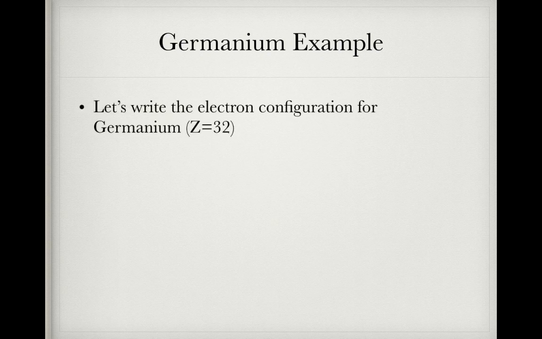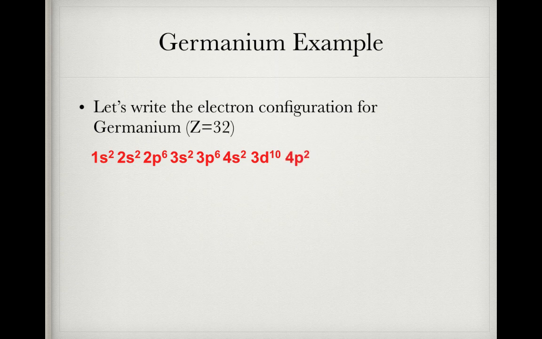Let's take a look at germanium. Let's write the electron configuration for germanium. So we've got 1s2, 2s2, 2p6, 3s2, 3p6, 4s2, 3d10, 4p2.